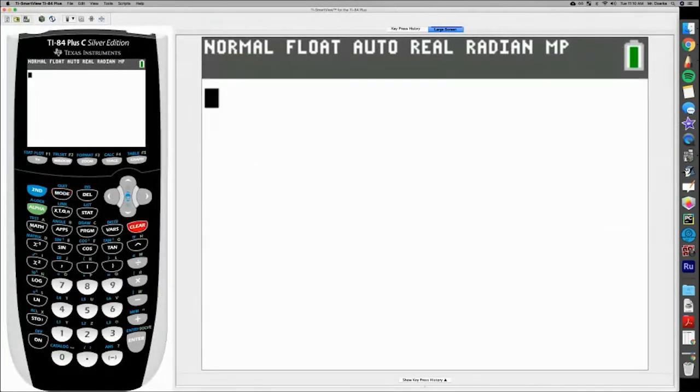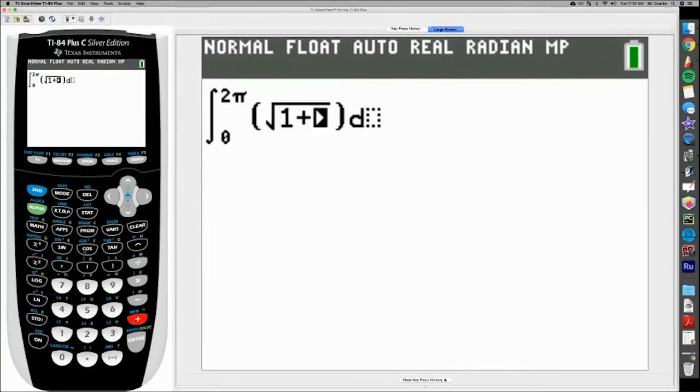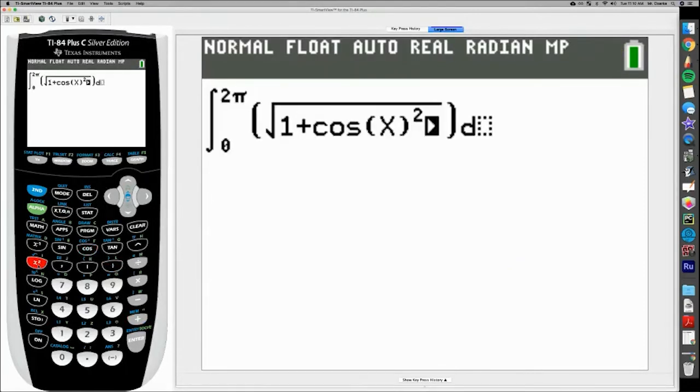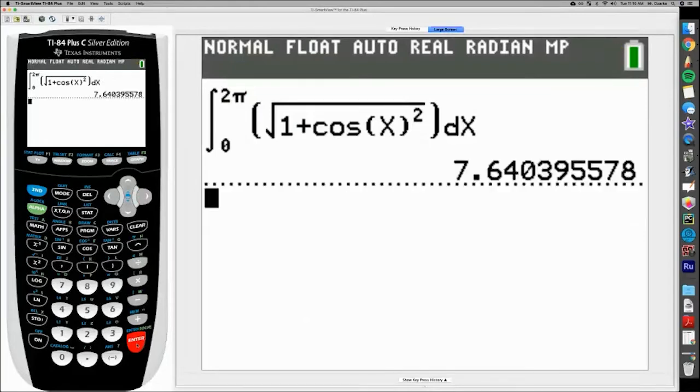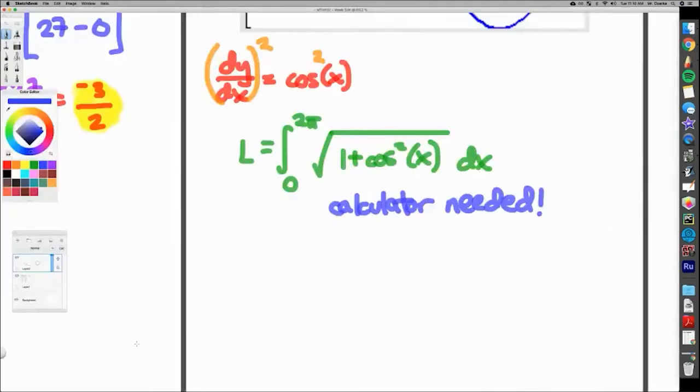All right, cancel out of all this. Math 9, going from 0 to pi, and we're doing the square root of 1 plus cosine x squared. Let's check just to make sure. With respect to x. It's counting up all the little bits. Sometimes it takes a while. And then you have 7.640. I rounded to 2 decimal places.